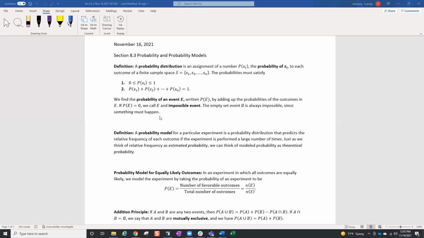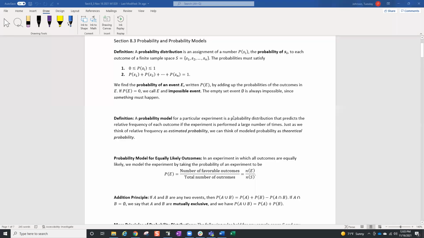And here we see the impossible event. The empty set event is always impossible since something has to happen, right? You flip a coin. It's not like the movies where it just stays flipping in the air forever while superheroes come and do stuff. It has to come back down. It has to land somehow. So the empty set's not possible. The coin lands. Gravity actually happens.